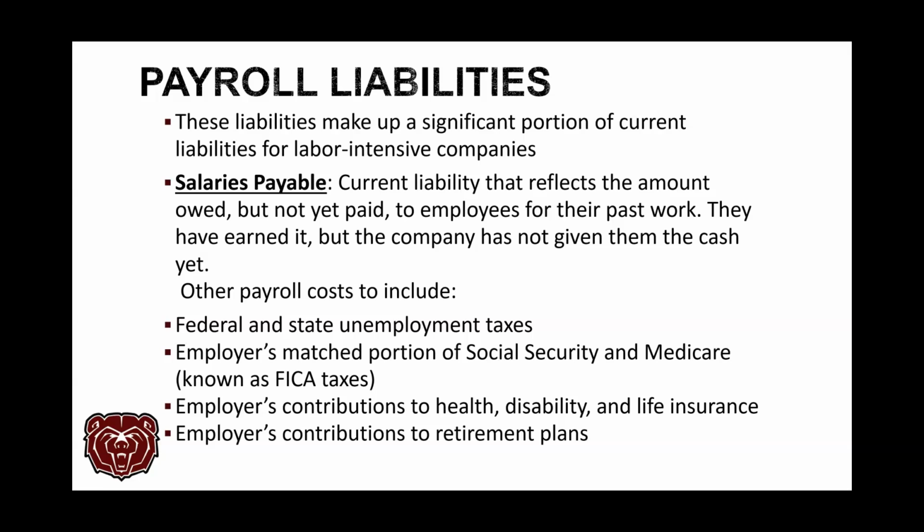So you just need to be aware that other types of payroll costs that you can have in your payroll liability are going to be things like federal and state unemployment taxes. That's something that you don't see as an employee, but your employer definitely sees and feels. This is an additional expense that they have to keep you around as an employee. You also have the matched portions of Social Security and Medicare. Next time you see your check stub, look at the FICA tax. That is what that is.